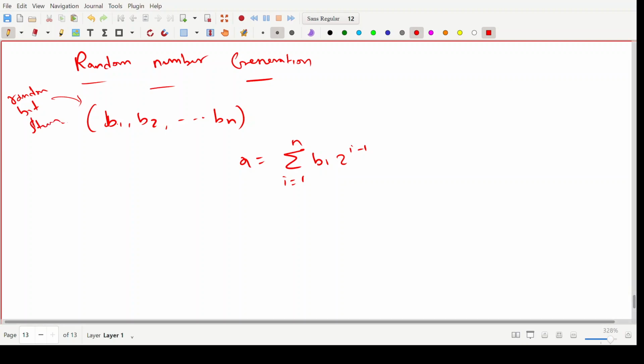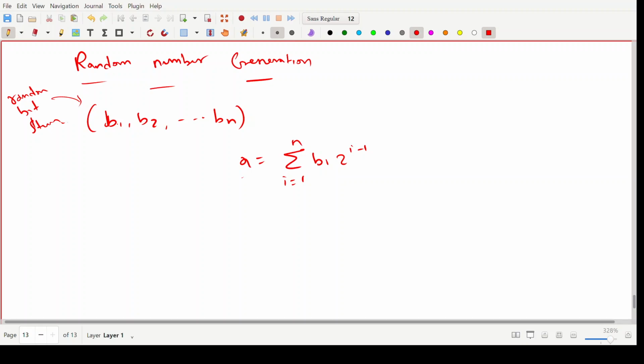Now the question is how to generate a random bit string. If I have this random bit string, I can get the integer. Coin flipping is one good example where a random bit string is generated. We flip a coin and see whether it is head or tail. For head we write 1, for tail we write 0. In this way, if we flip a coin n times, we can generate a random bit string of size n. But flipping a coin is not practical.